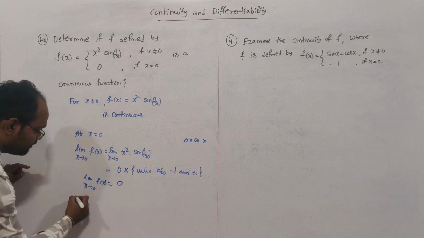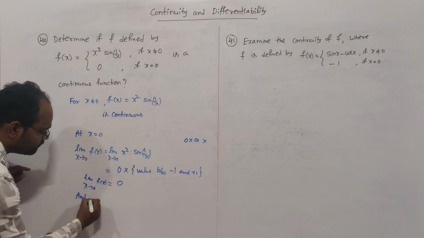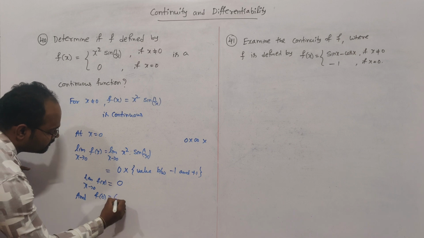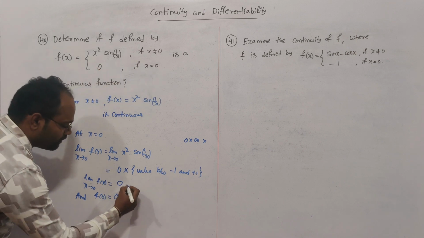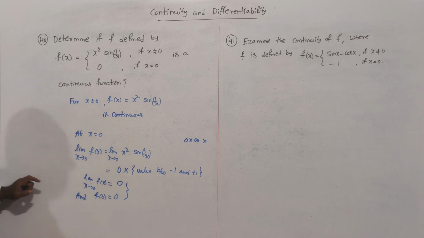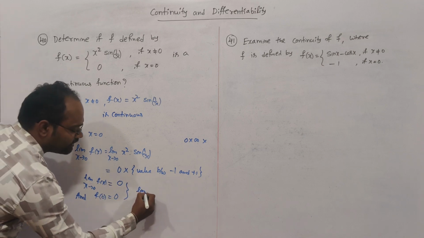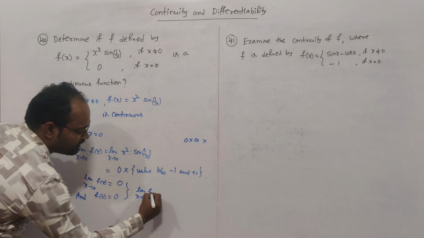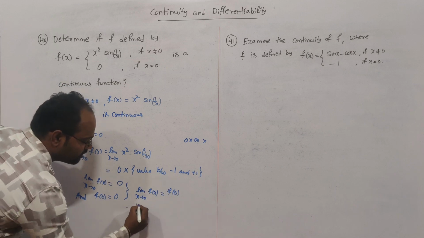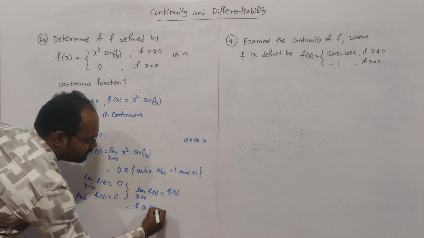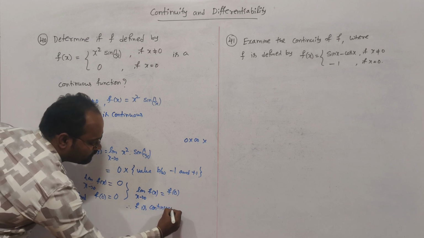So what is the functional value? f of 0, they have already given as 0. At x equal to 0 it is 0. So what we can observe from these two, we will get the limiting value as x tends to 0 of f of x is the same as f of 0. Therefore f is continuous at x equal to 0.